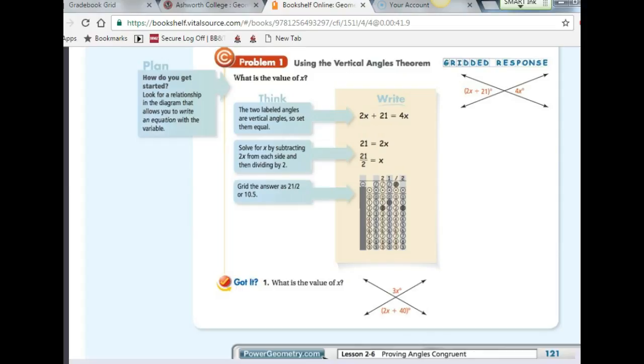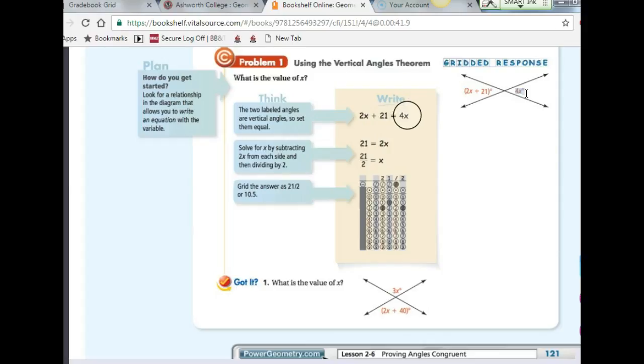That means the two vertical angles here and here are going to be equal to each other. So you can see that right here they set up the equation 2x plus 21 is equal to 4x because vertical angles are congruent. The rest is just algebra.